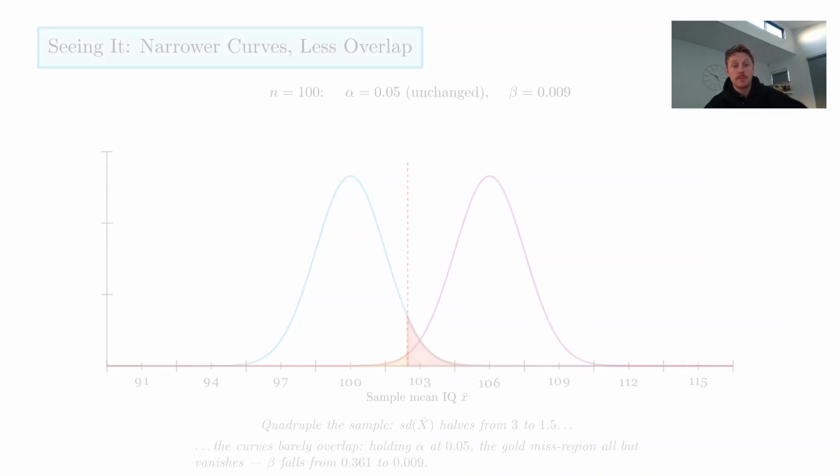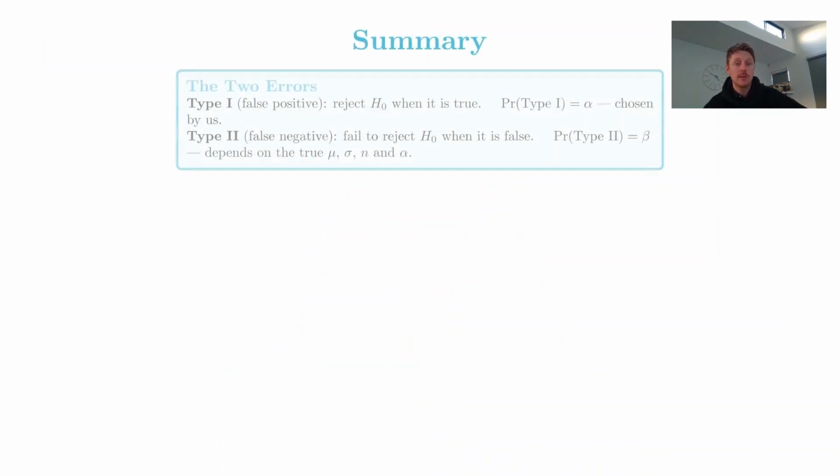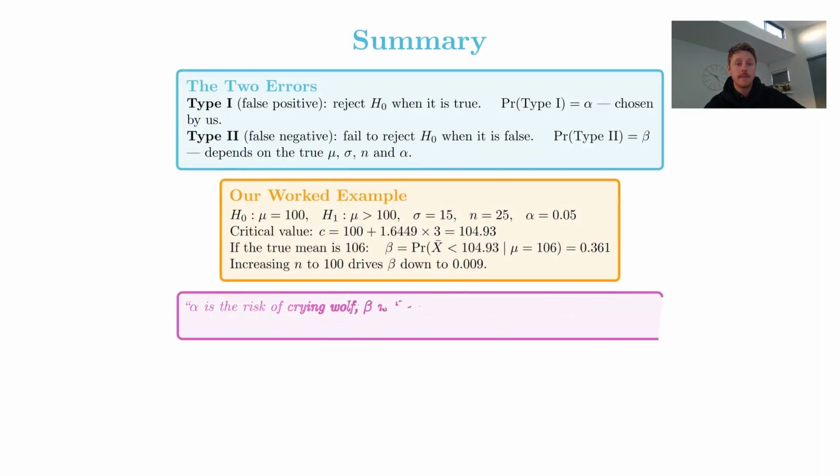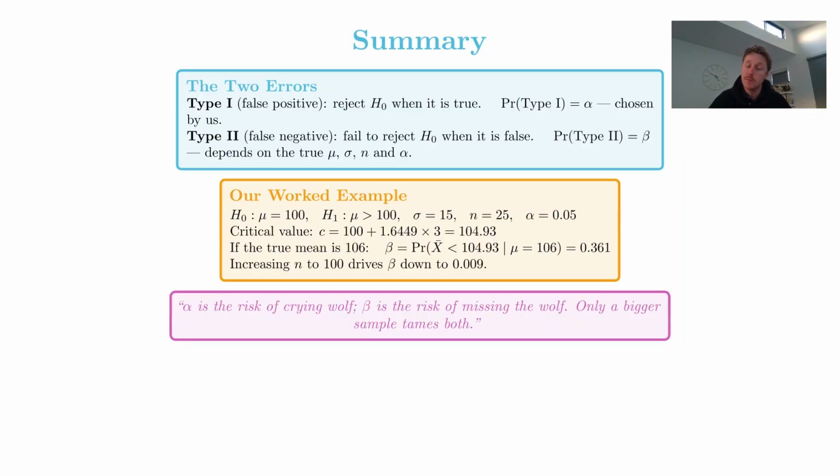And that's really it. Hopefully that made a bit of sense. Here's the summary. Alpha is the risk of crying wolf. Beta is the risk of missing the wolf. Only a bigger sample tames both. Quite poetic. Yeah, and so hopefully that made a bit of sense.